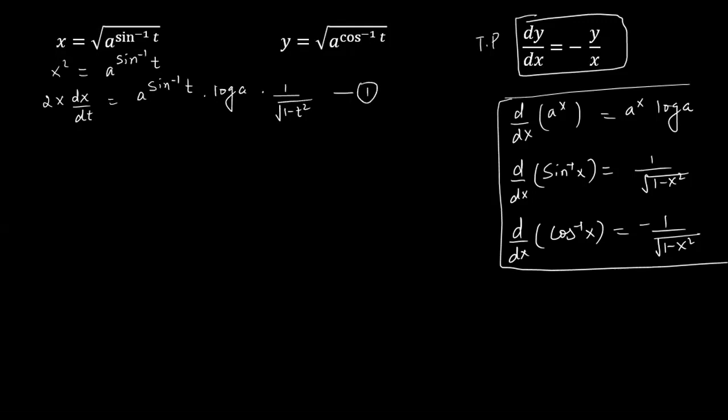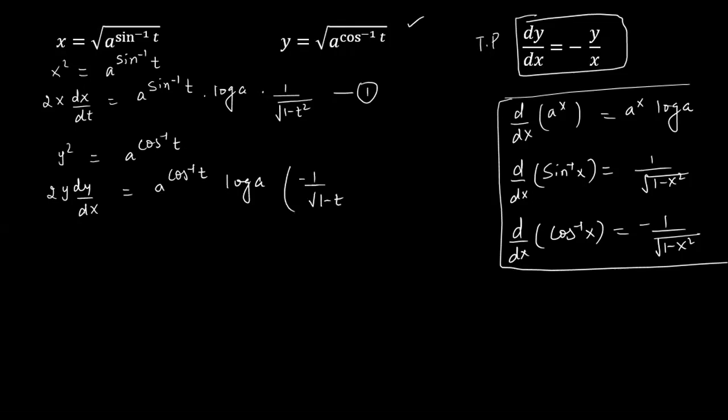Now square this one also. So we get y square equal to a raised to the power cos inverse t. Now again differentiate both sides with respect to t. We get 2 times of y into dy over dt equal to a raised to the power cos inverse t into log a into derivative of cos inverse t, which is simply negative 1 over square root of 1 minus t square. This is equation 2.